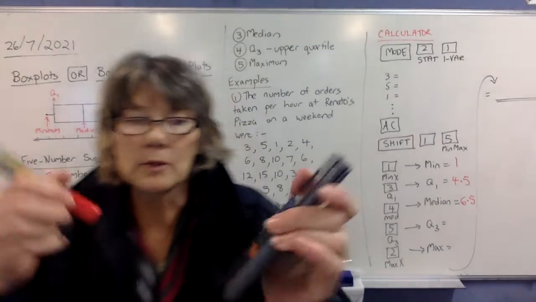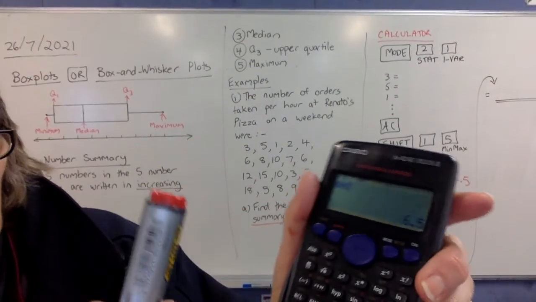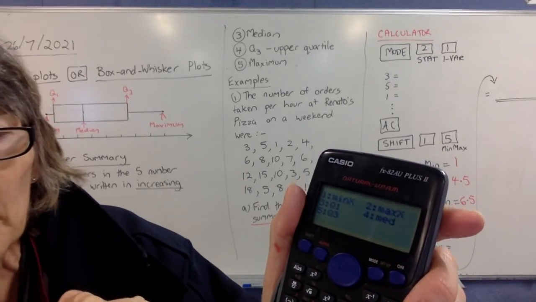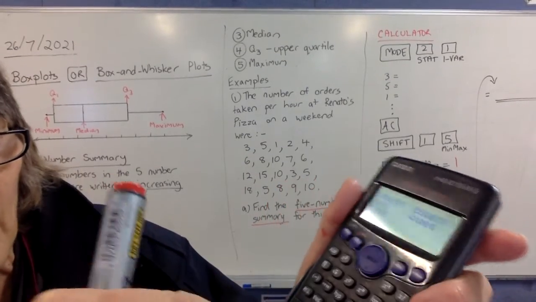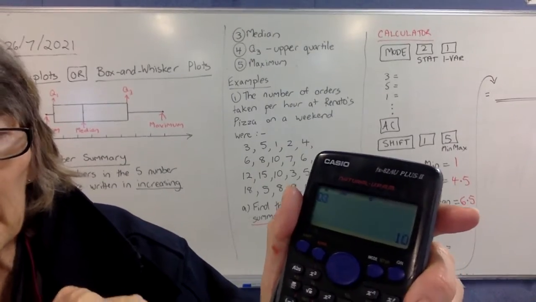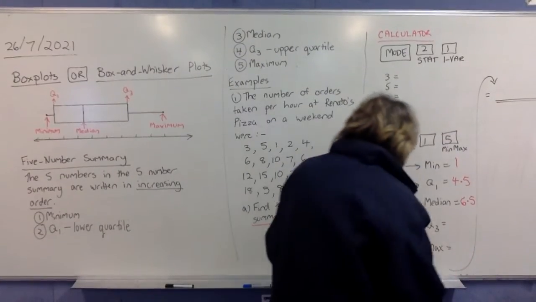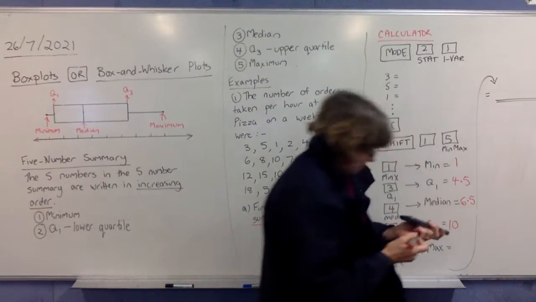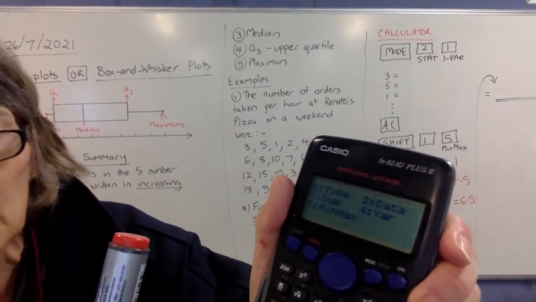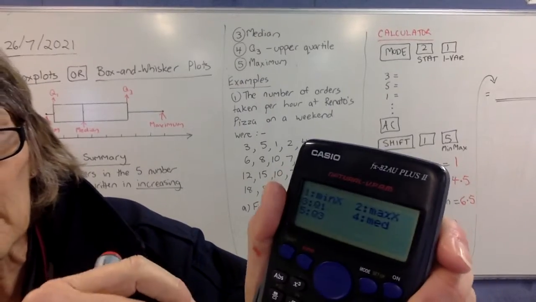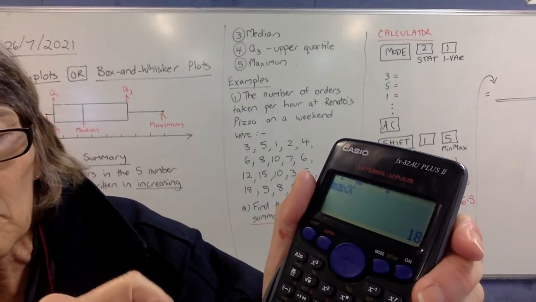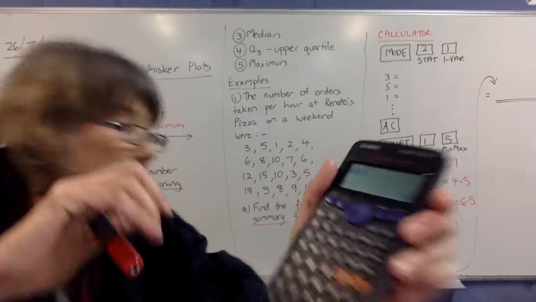Then back again, so we're going Shift 1, 5 for min-max. This time we want Q3, it's on number 5. Q3, press equals, it's 10. And the last one, we're doing Shift 1, press 5 for min-max, and we want the maximum number, which is on number 2. Press equals, and it's 18.